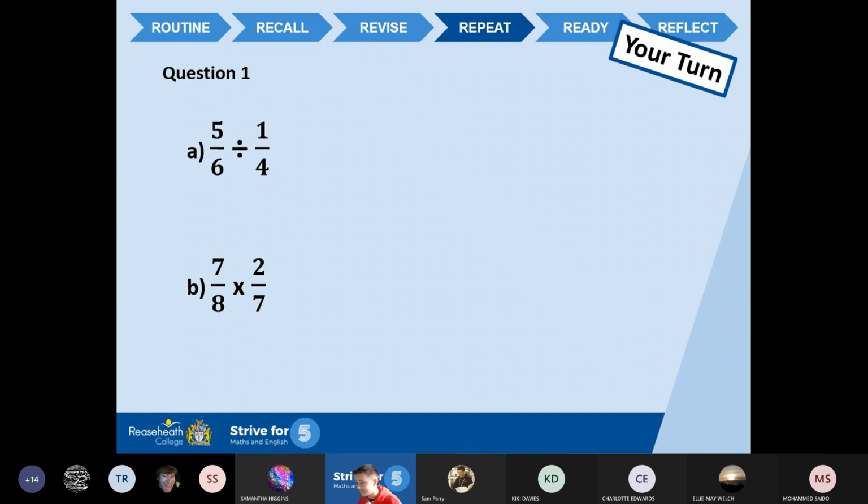Let's look at these answers because it is just gone quarter to, so that's 2 minutes past. Right, guys, question 1A. We're dealing with division of fractions. So straight away, I've got something in my brain: dividing fractions, KFC. That's how we have to think. So KFC: 5/6 stays the same, we flip the second fraction to 4/1, and then we times them together. So that gives me 5 × 4, which is 20, and then 6 × 1.